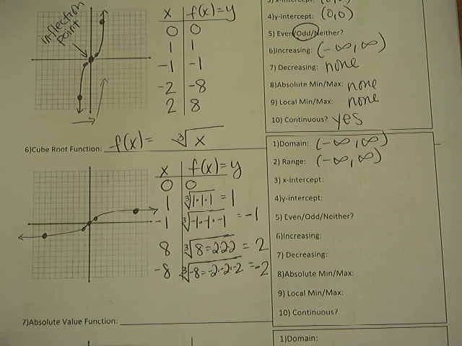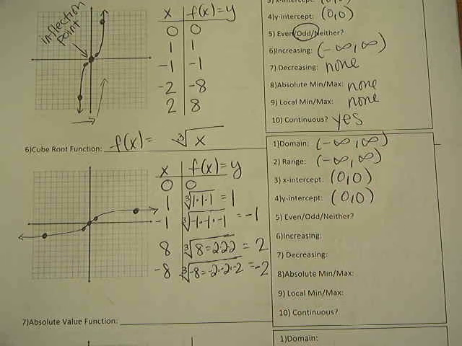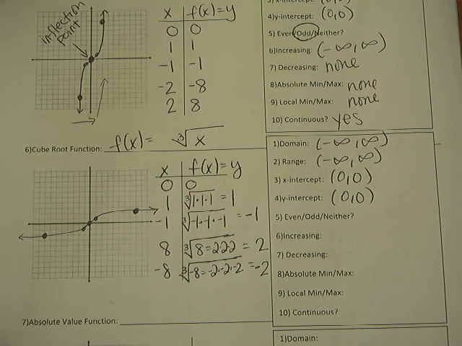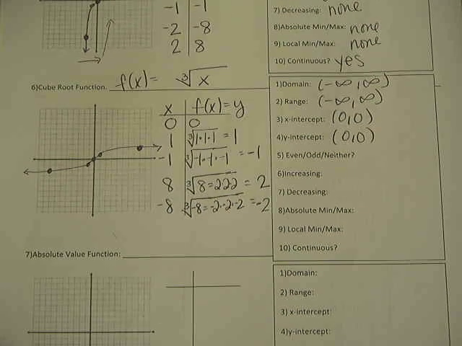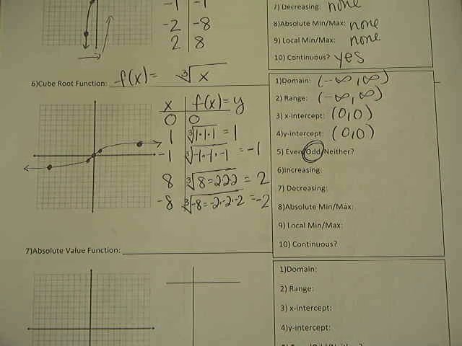X-intercept and Y-intercept. Why don't you guys fill those in for me? They're both at 0, 0. Is it even, odd, or neither? Even, odd, or neither? It's definitely odd.